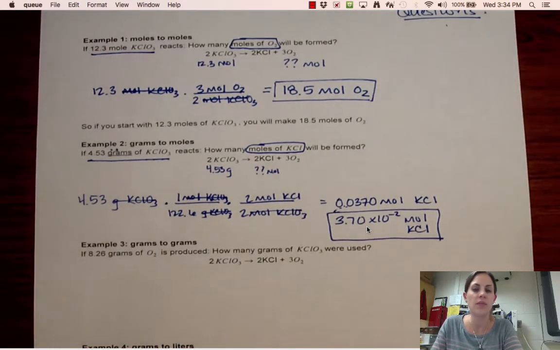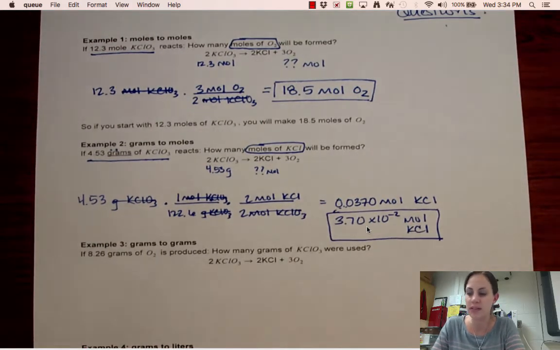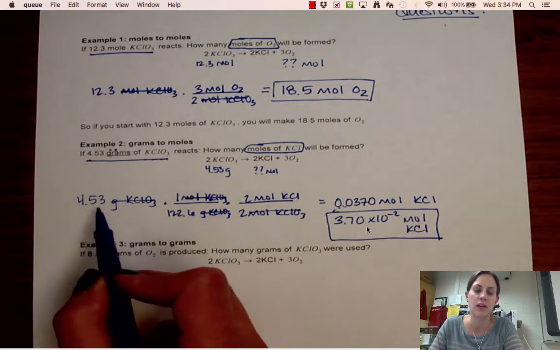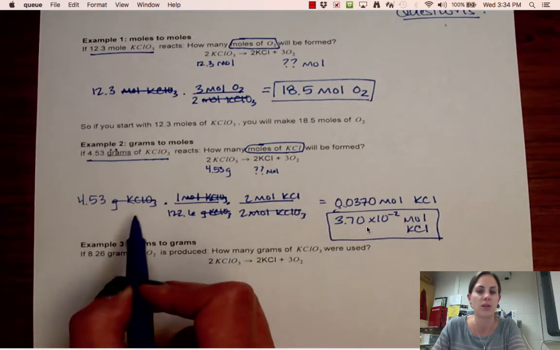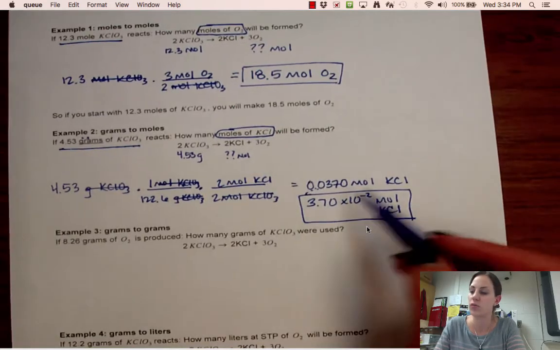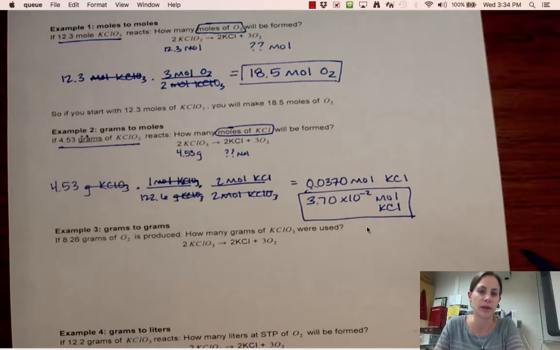Okay, and that's a small amount of moles, and that's okay because I didn't really have very many grams of KClO3 to start with. So my number of moles right here might not be super big.